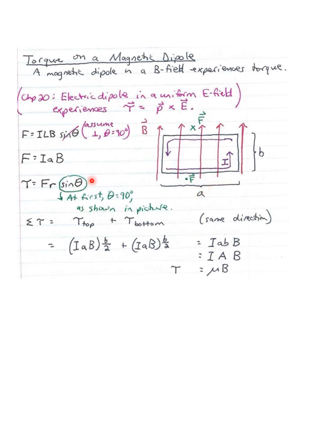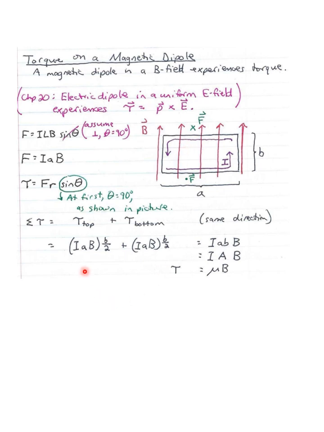So let's compile all these torques. The sum of the torques, or the net torque, is the torque on the top plus the torque on the bottom. Now they're both in the same direction rotationally. They're both making it so that the bottom part gets pulled towards us and the top part gets pushed in, so the torque is in the same direction.